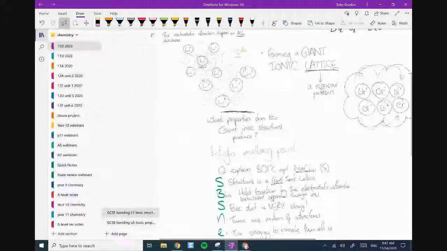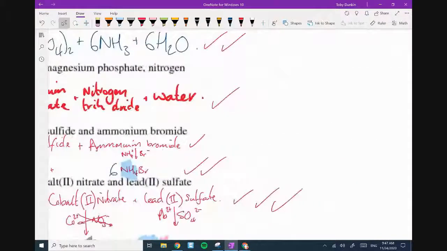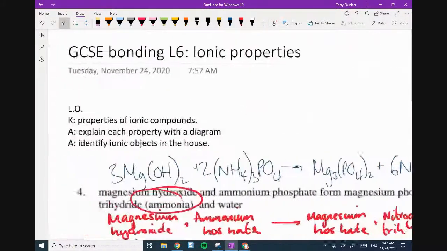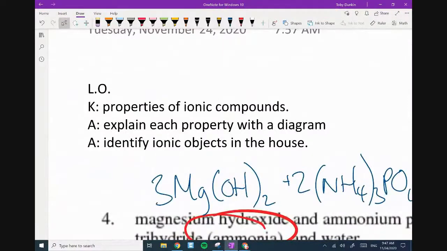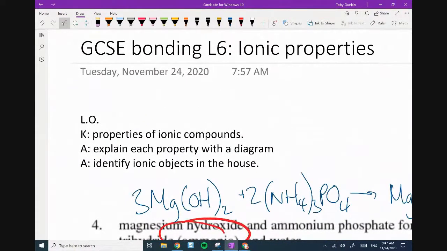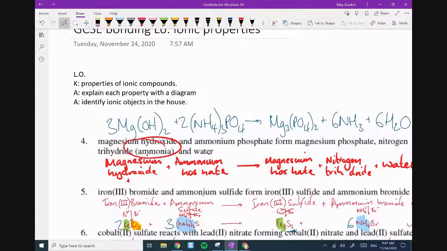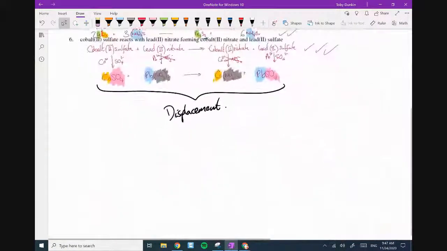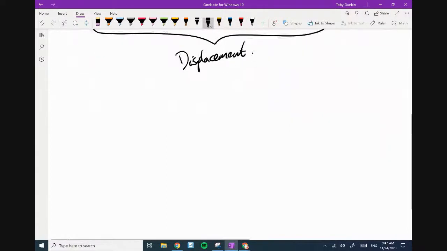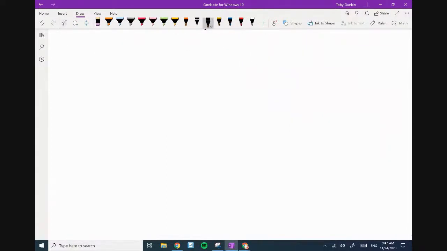So today's lesson, we're moving on, and we're looking at the properties of ionic compounds. We're going to identify all the properties that you guys need to know. We're going to explain each property with a diagram, and then be able to identify objects in the house. And that's going to be your homework, to identify objects in the house which you would predict to be ionic. I like it.